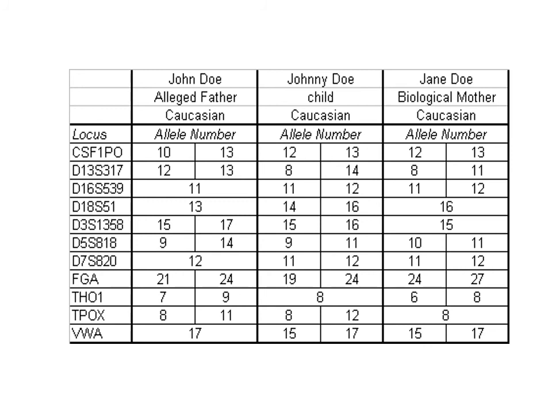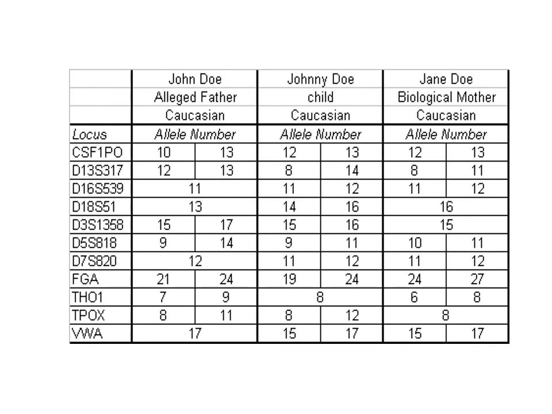So we need to look at the possible dad and see if dad has that band. If he has that band, he's not excluded. But if he doesn't have the band, he is excluded because the child got it from his father. If that's his father, the father should have that band. So we look for the father. He has alleles 12 and 13, but no 14. So that's an exclusion. The child got his 14 from his dad, so this dad must not be dad because he doesn't have a 14 to give to his son.